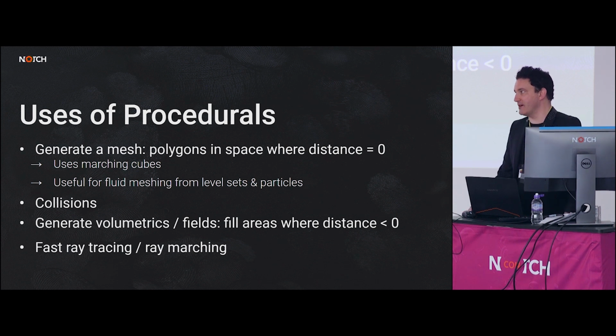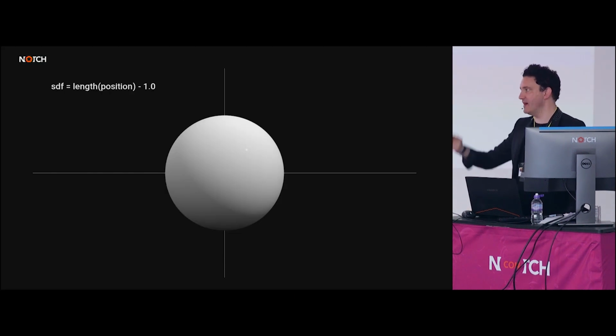So what does a signed distance function actually look like? This is the signed distance function for a sphere. There's a bunch of generator nodes in the procedurals node list in Notch, and one of them is called editable code. Has anyone ever touched that node? Like one or two people.